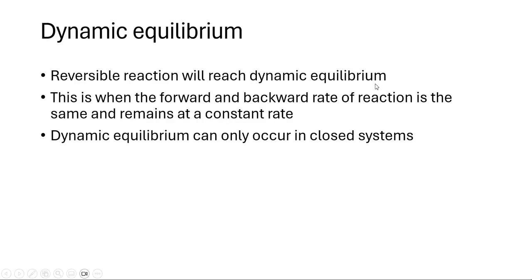Dynamic equilibrium. So a reversible reaction will reach dynamic equilibrium, yeah? This is when the forward and backward rate of reaction is the same and remains at a constant rate. So when the forward rate of reaction is the same as the backward rate of reaction, and it doesn't change, so the backward reaction rate doesn't change, and the forward reaction rate doesn't change, yeah? It's constant, then it will reach dynamic equilibrium. Dynamic equilibrium can only occur in closed systems, because it can't go anywhere, innit? Calm.